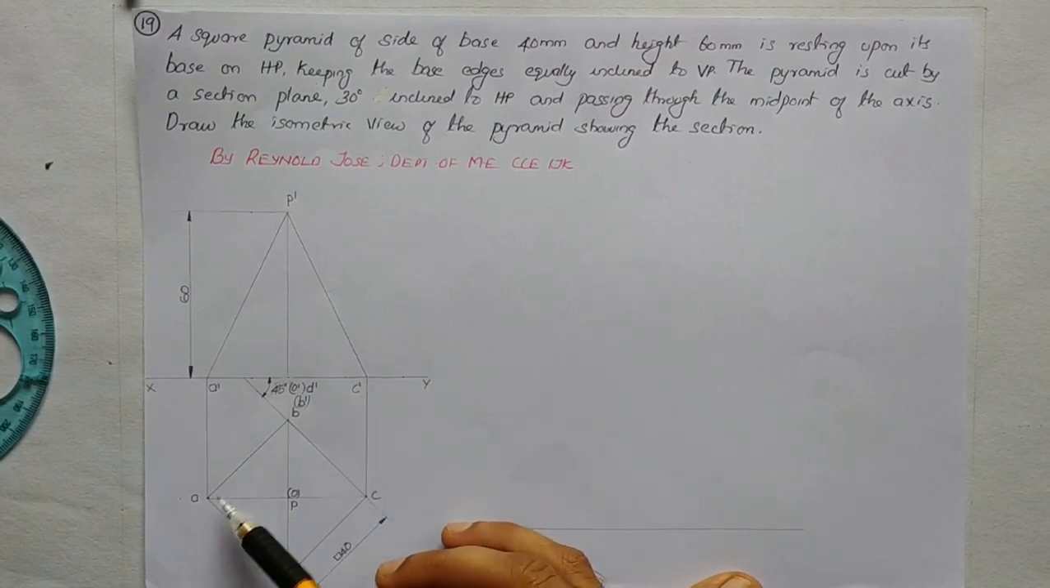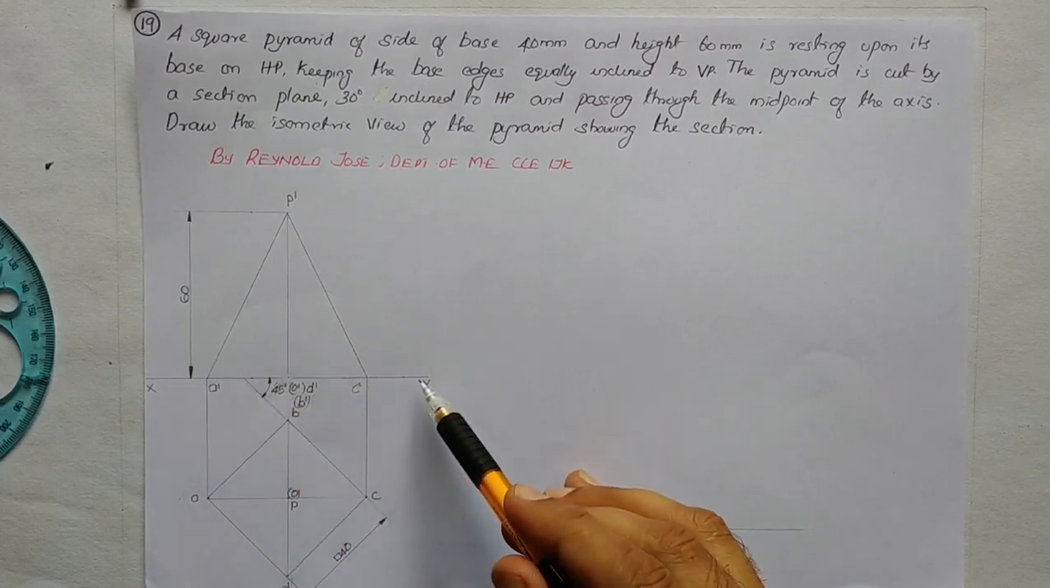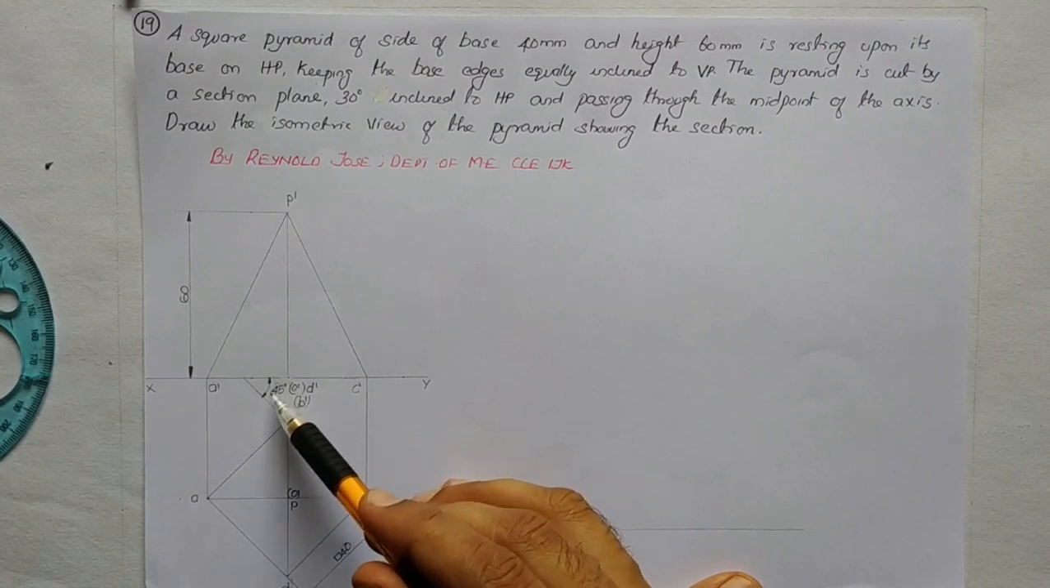So here if you notice AB and BC, these two base edges are equally inclined to the XY line. That means it is equally inclined to VP. So this equal inclination is 45 degrees.